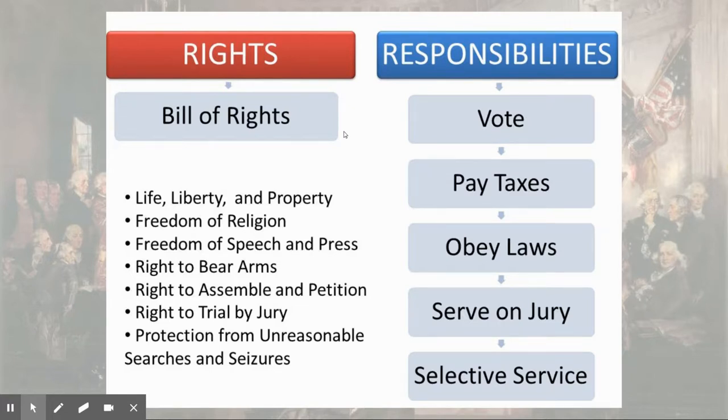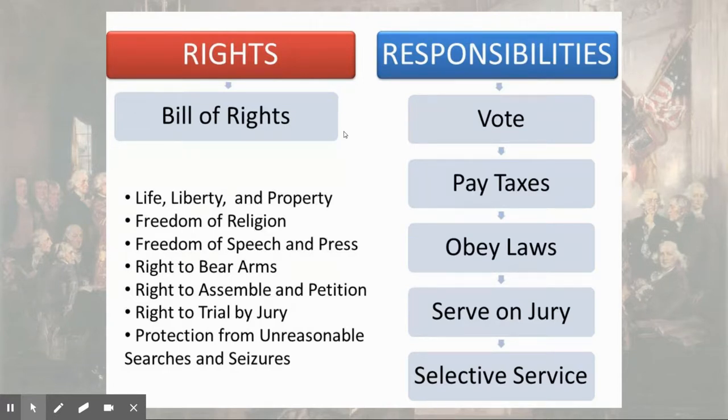This includes your right to life, liberty, and property, your right to freedoms of religion, speech, press, your freedom and right to assemble and petition for changes in law, your right to a trial by jury, your right to bear arms. You also have protection from unreasonable searches and seizures, as well as certain rights in the event that you are arrested.